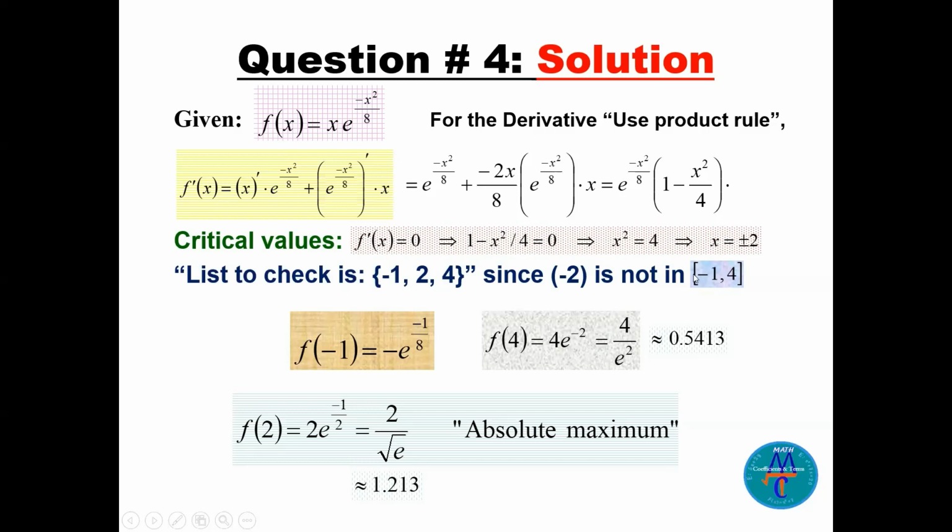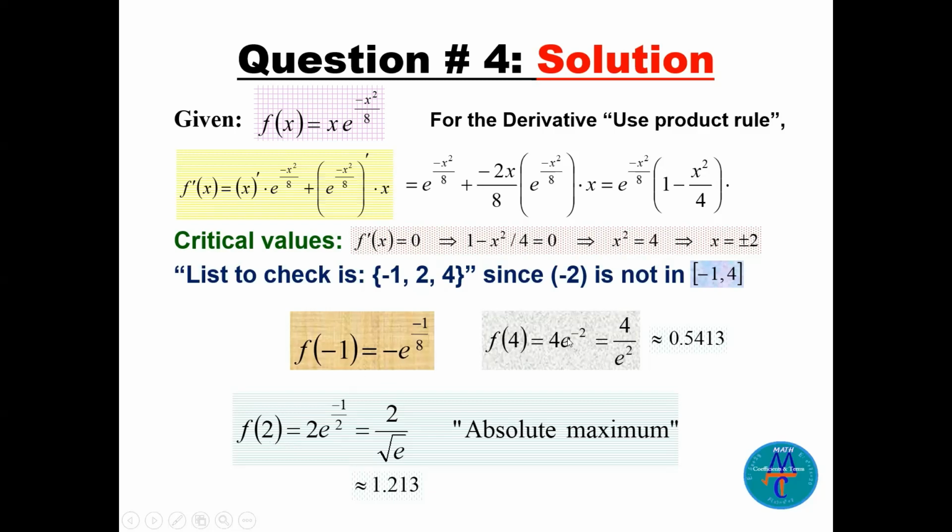So what do I do? I take the endpoints of the interval, minus 1 and 4, and 2 from the critical values. Minus 2 is not there, so I don't use it. So what do I have to do? Find the image. This is the list here to check, f of minus 1. I take minus 1, replace it in the function. I take 2, replace it in the function. And I take 4 and replace it in the function. So I get f of minus 1, f of 4, f of 2.